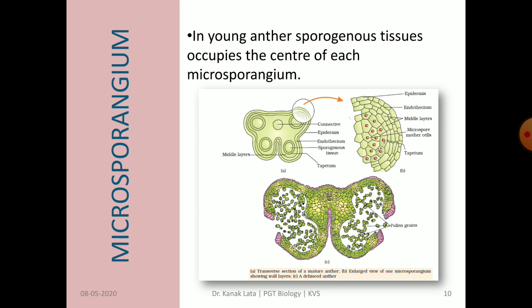In the young anther, each microsporangium is occupied by a sporogenous tissue present in the center. Where are sporogenous tissues present? They are present in the center of the microsporangium. The given figure shows the transverse section of mature anther and an enlarged view of one microsporangium showing its 4 wall layers. It also shows a dehisced anther releasing pollen grains.